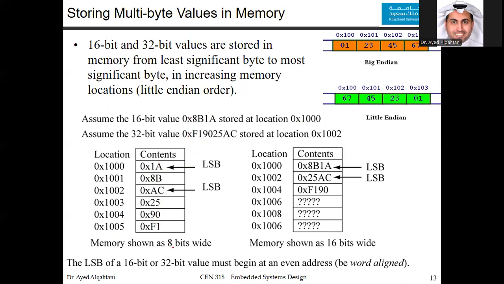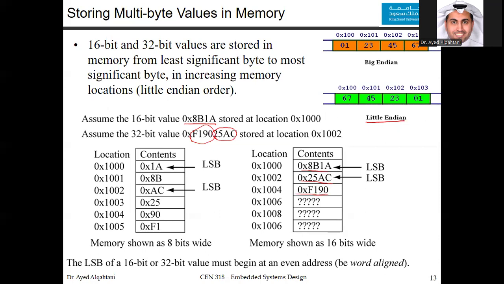If you show your memory as 8-bit wide, you do it as we described. If you show your memory as 16-bit wide, then whatever value you have as 16-bit, you copy it here. And now here you have the least significant 16 bits, followed by the most significant 16 bits here. So basically what we are saying is that PIC24 is adopting the little endian order.